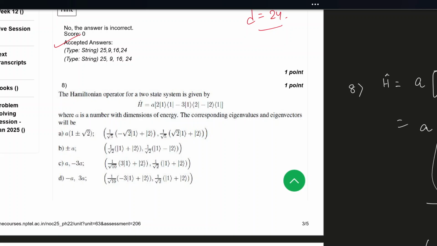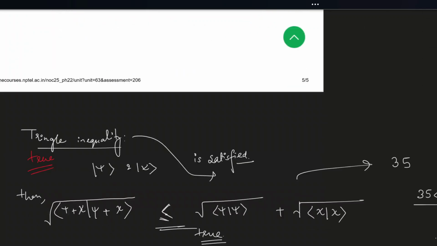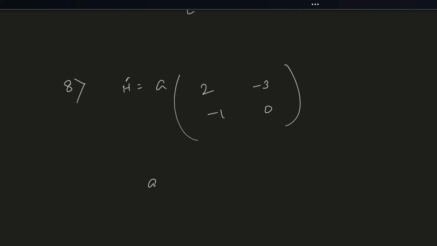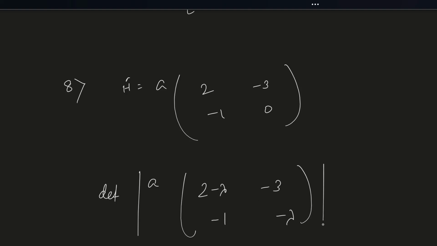Once it is in matrix form, it is very easy to calculate the eigenvalue and eigenvector for a matrix. So this is A times the matrix 2, minus 3, minus 1, 0. Let us choose a page below. Now for this Hamiltonian matrix, this is question number 8, H equal to A times 2, minus 3, minus 1, 0. To get the eigenvalue and eigenvector, you know the determinant: 2 minus lambda, minus 3, minus 1, minus lambda, equal to 0.